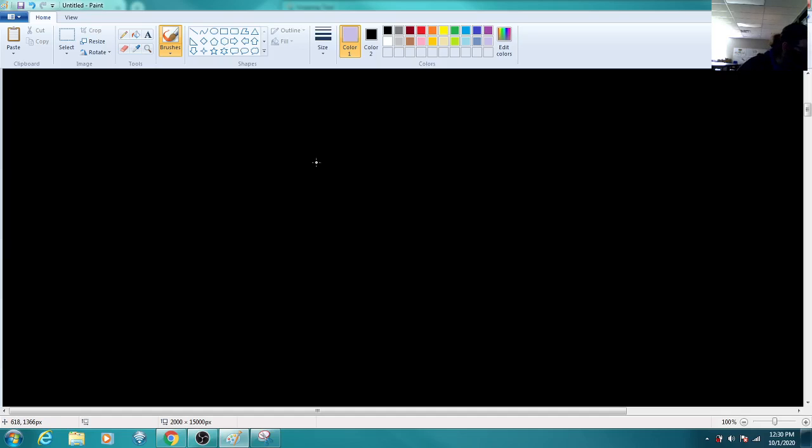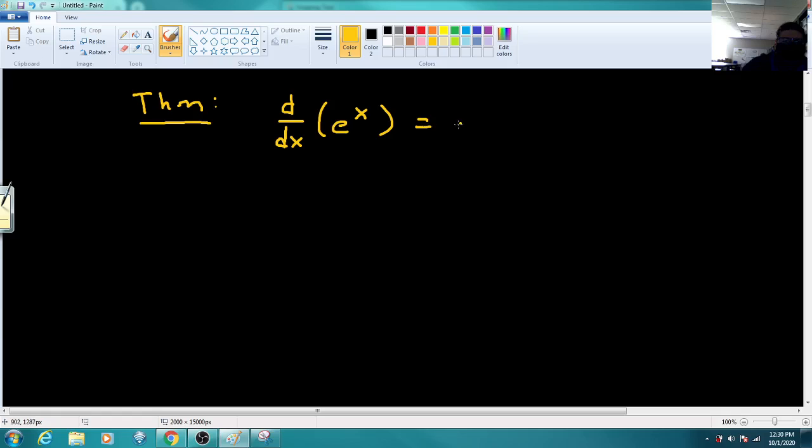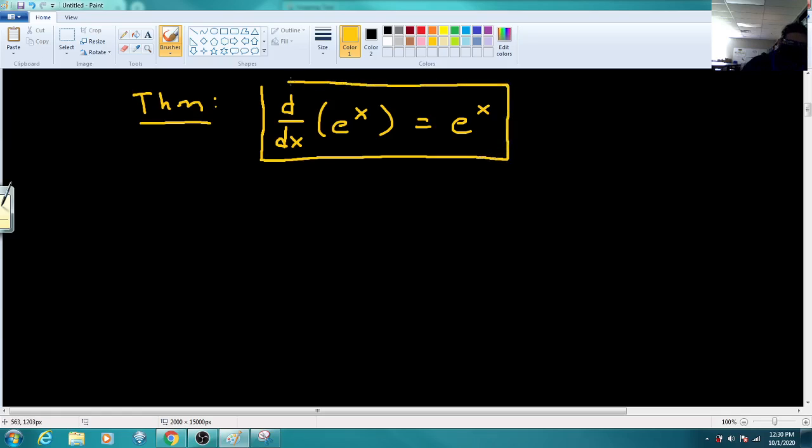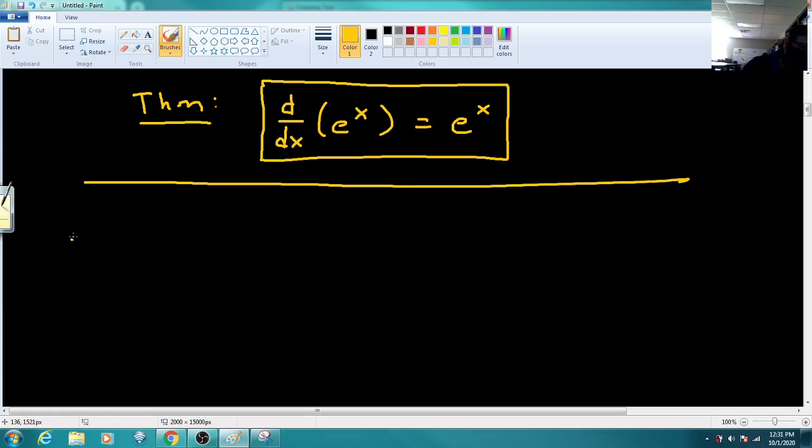So we're going to move on to two other theorems. The first is the derivative of e: d dx of e to the x is just e to the x itself. So if you take the derivative of e to the x, you get e to the x back. The book also gives us another theorem: d dx of b to the x equals m of b times b to the x.